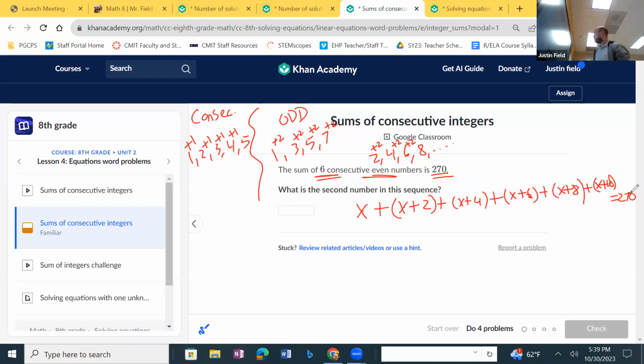A lot of numbers, okay, but do you see all 6 numbers? 1, 2, 3, 4, 5, 6. So how many x's do I have? I have 6 x's. So I'm just going to combine those.